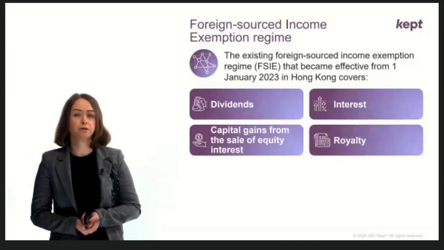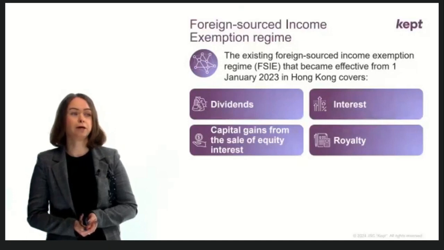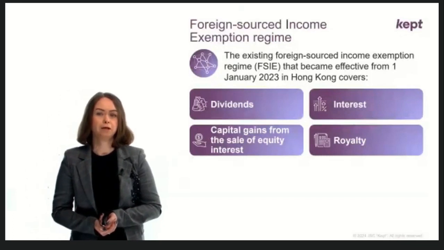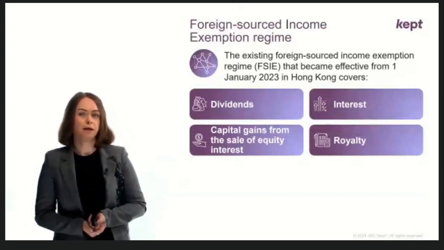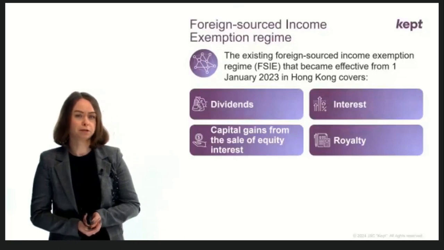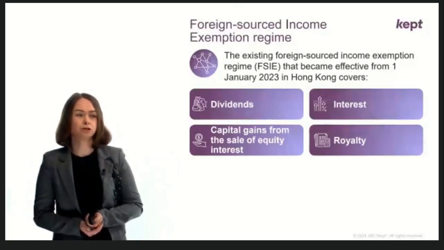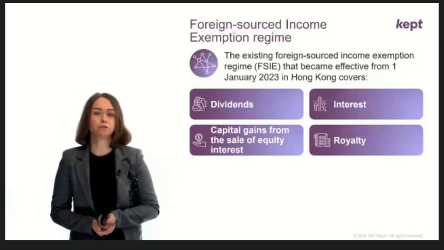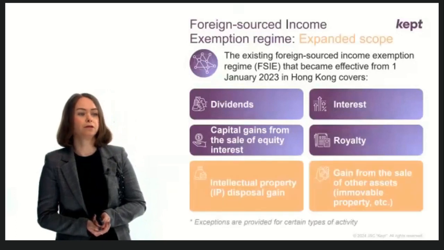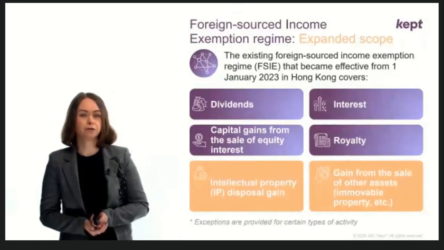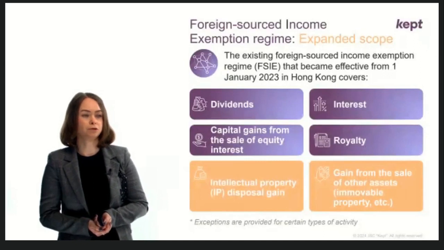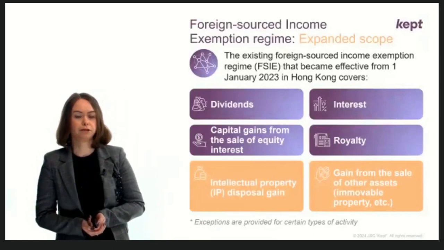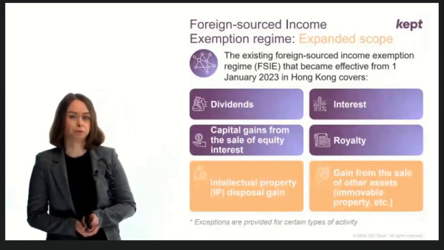As further requested by the European Union, Hong Kong revised its FSIE regime to extend the scope of foreign source disposal gains to cover all types of assets. As a result of legislative amendments, the expanded FSIE regime came into force on the 1st January 2024. Now the revised FSIE regime is broader and covers foreign source gains from disposal of IP assets and gains from the sale of other assets, which may include all types of movable and immovable property.